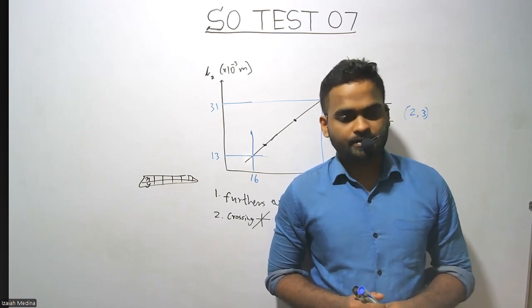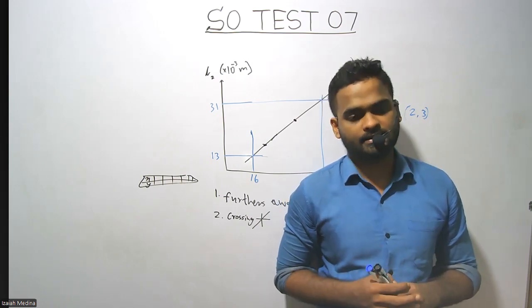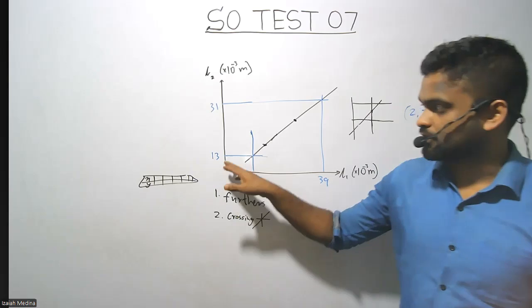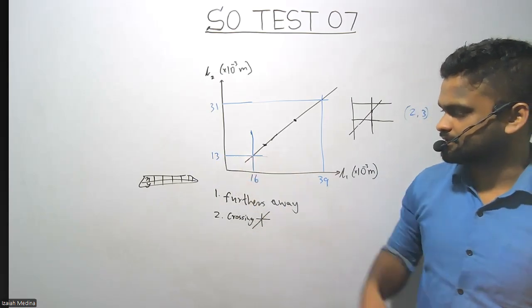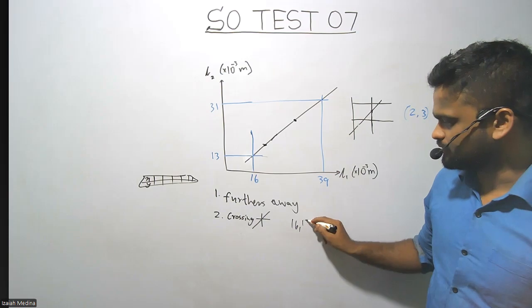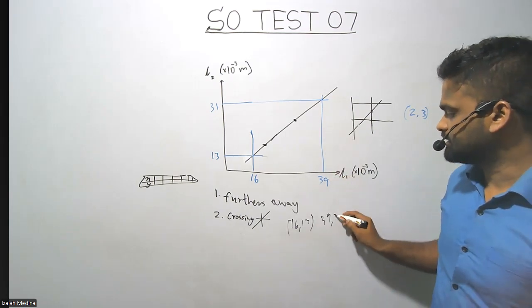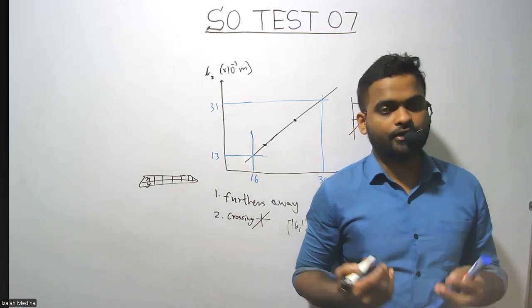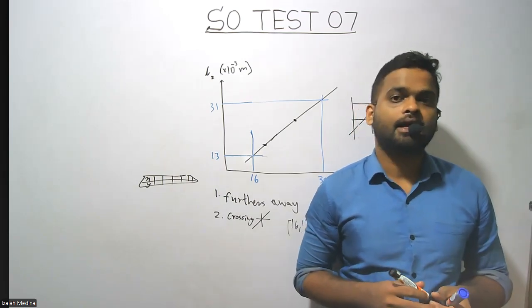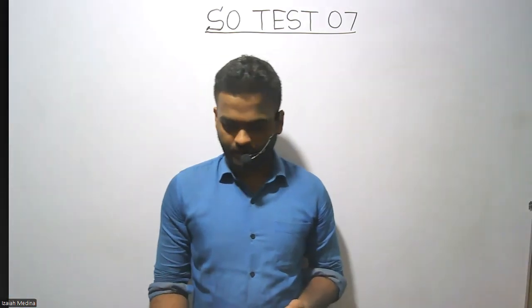Yeah, so the answer is going to be the first one. So the first option, the coordinate set, is the correct answer. So x is 16, 13. That is one coordinate. And the coordinate 39, 31. So these are the two coordinates that you are going to use to get the gradient. Right. Third question.